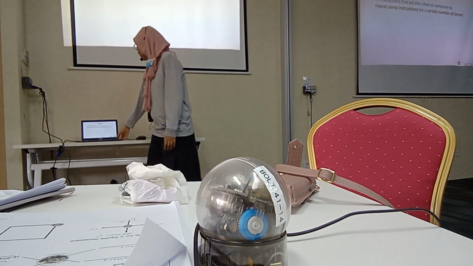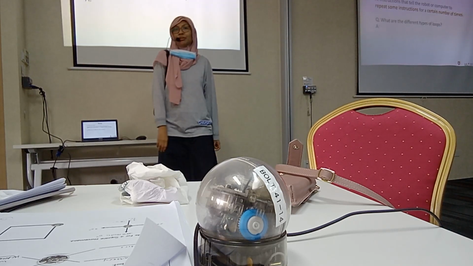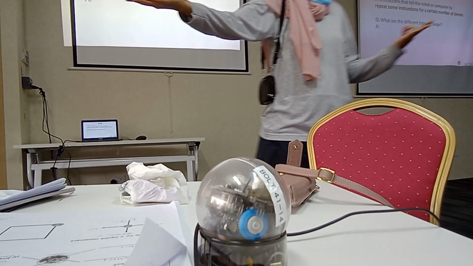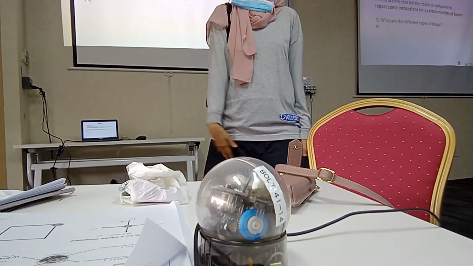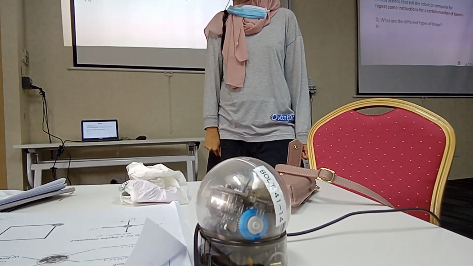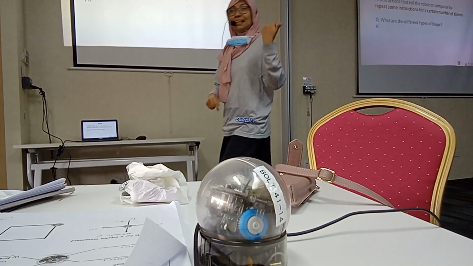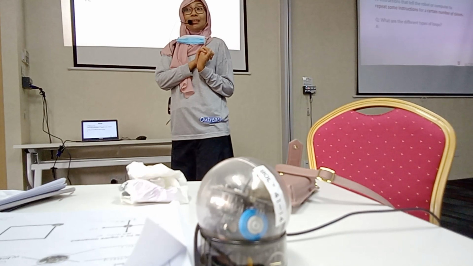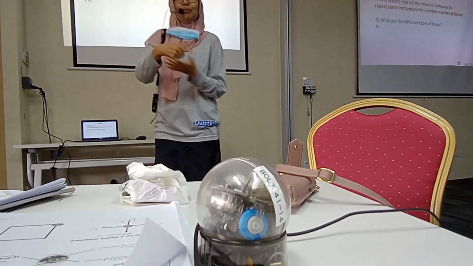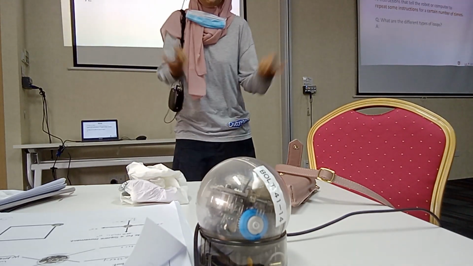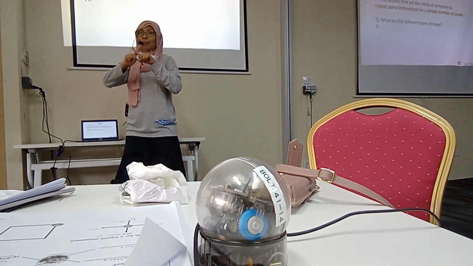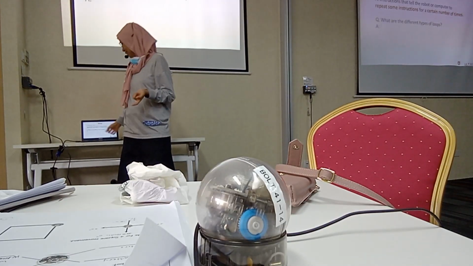How about what are the different types of loop? Jacqueline. Forever. Loop forever. Then second, once. Repeat once only. So once is not repetition, but repeat a number of times, which is considered X. How many times? Yeah, how many times?